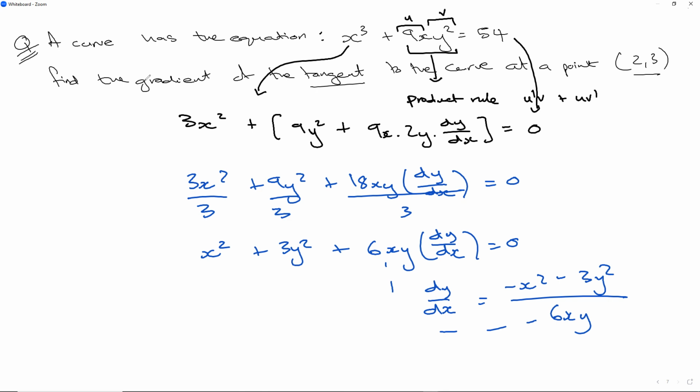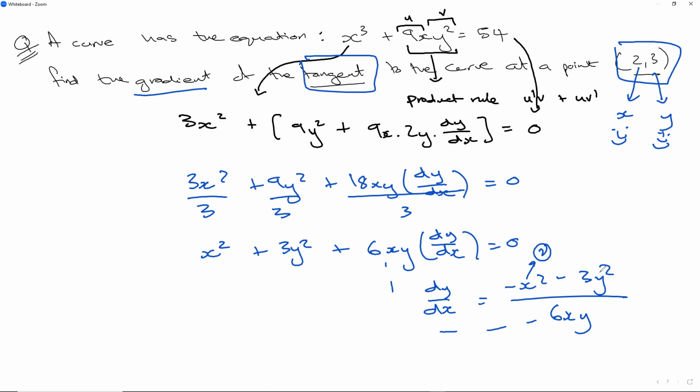Now that I have my gradient, we want to find the gradient of the tangent to the curve at this point. And guess what? We've got the x and we've got the y value. So that's perfect. I can just change x into 2 and y into 3. Therefore, my gradient is going to basically be substitution now.